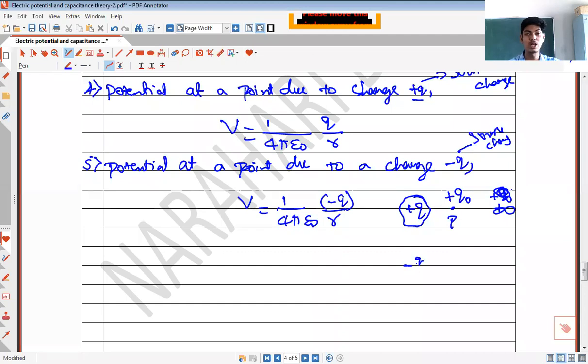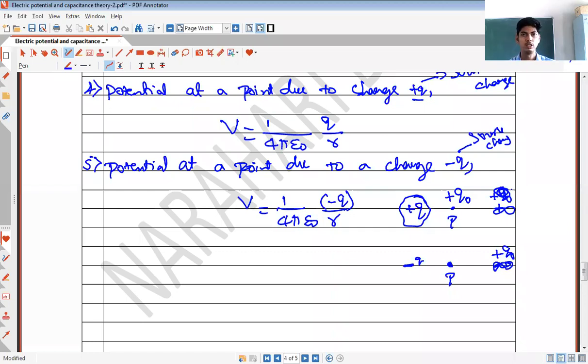Now let us analyze this situation. Suppose the source charge is negative, and the unit positive test charge is at infinity. Will you have to do any work in order to move this positive test charge from infinity to point P due to this negative source charge? Will you have to do any work to move the charge from infinity to point P?